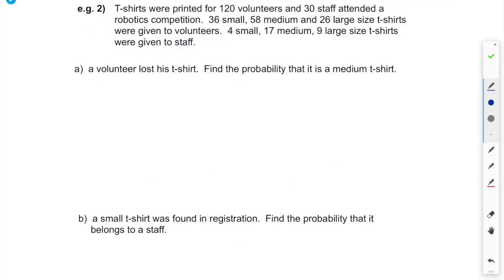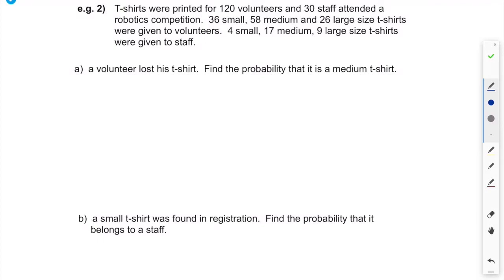Here is number 2. T-shirts were printed for 120 volunteers and 30 staff attending a robotics competition. 36 small, 58 medium, and 26 large size T-shirts were given to volunteers. 4 small, 17 medium, 9 large size T-shirts were given to staff. A. A volunteer lost his T-shirt. Find the probability that it is a medium T-shirt. So here we know that it is a volunteer shirt.